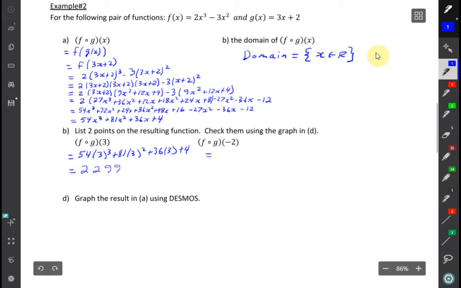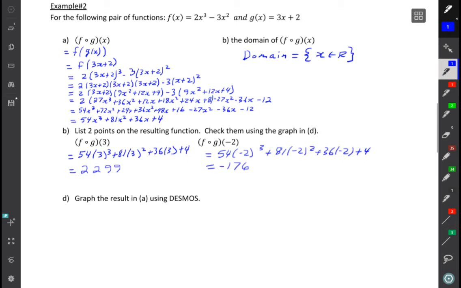Doing the same for the input value of minus 2: 54 times minus 2 cubed plus 81 times minus 2 squared plus 36 times minus 2 plus 4. And this works out to minus 176.